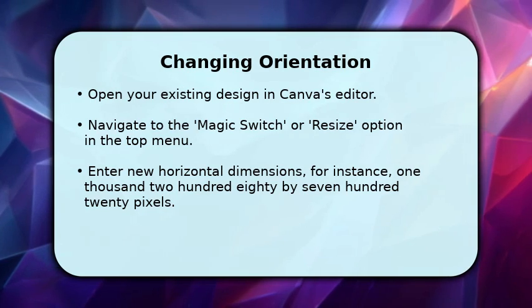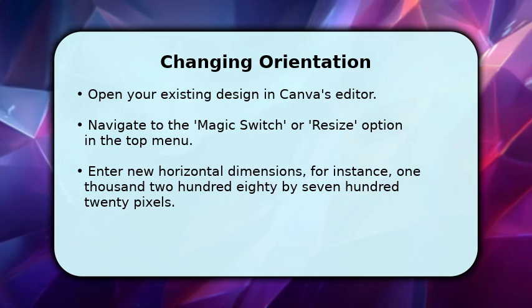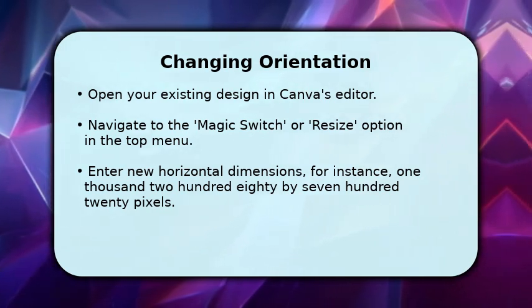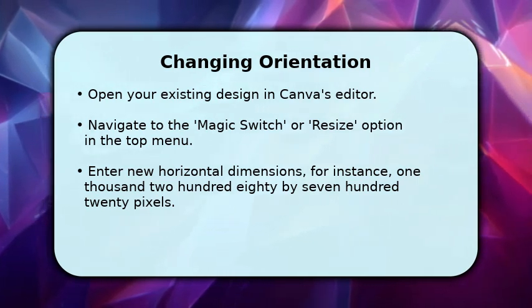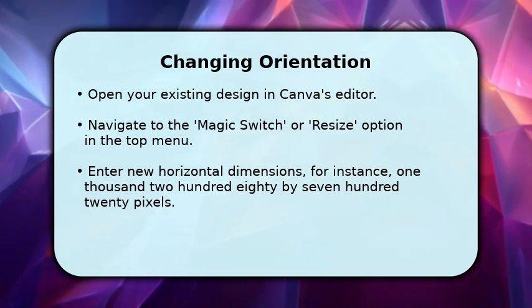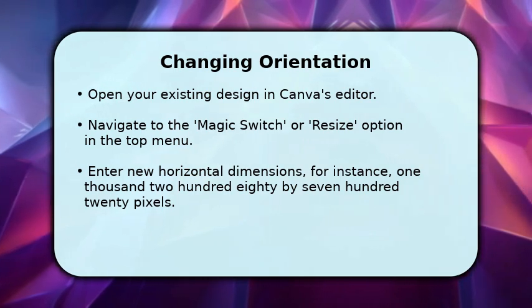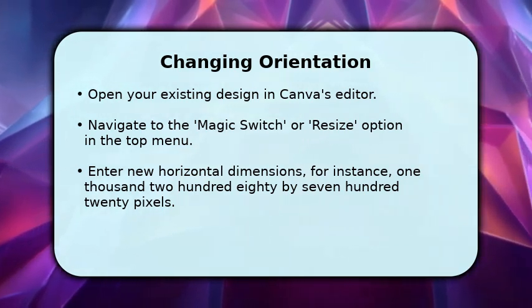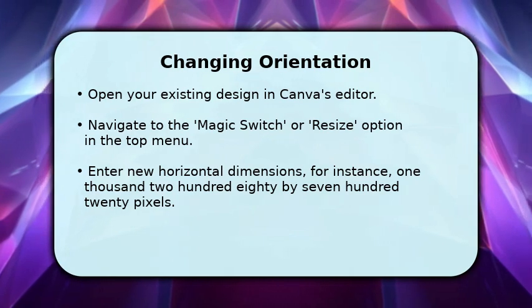If you already have a design and wish to change its orientation, open it in the Canva editor. Look for the magic switch or resize option, usually found in the top menu bar. Here, you can input new horizontal dimensions, such as 1280 by 720 pixels, which is a common landscape size. After entering your desired measurements, simply confirm the changes to transform your design into a horizontal layout.